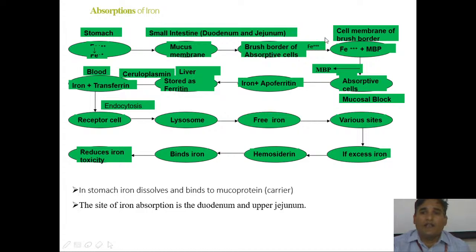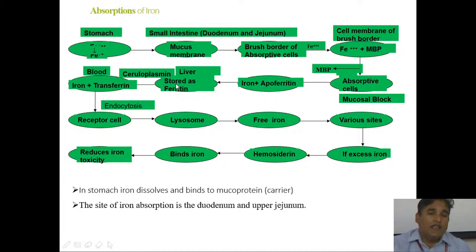When iron is ingested, it enters the mucous membrane through the brush border, into the absorptive cell, and makes a complex with a membrane binding protein. This iron will then make a complex with apoferritin, which acts as a reservoir. When this iron enters the liver and the GIT mucosa, it gets stored by making a complex with ferritin, and this iron-ferritin complex is the basic storage form of iron.